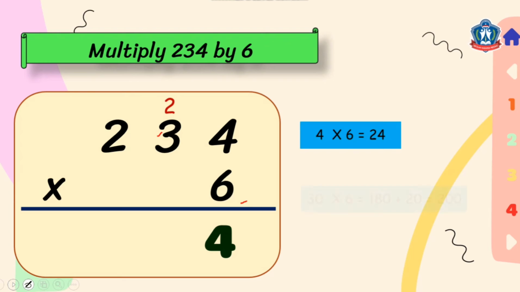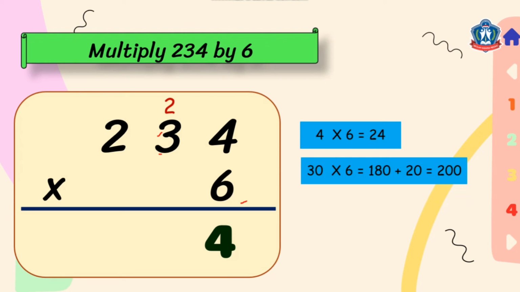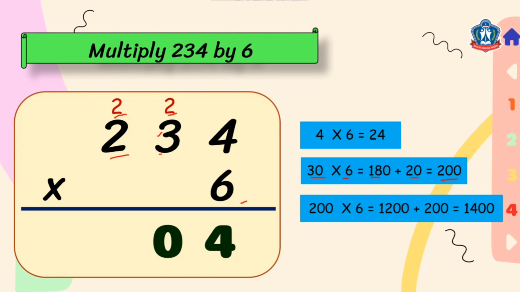Next, we will multiply the 3. So that is 30 times 6, and that is 180. Plus 20, where is the 20? The number 2. So that is 200. So instead of writing 200, we just put 0. And we rename the 200 into the hundreds place here. This 2 represents 200.